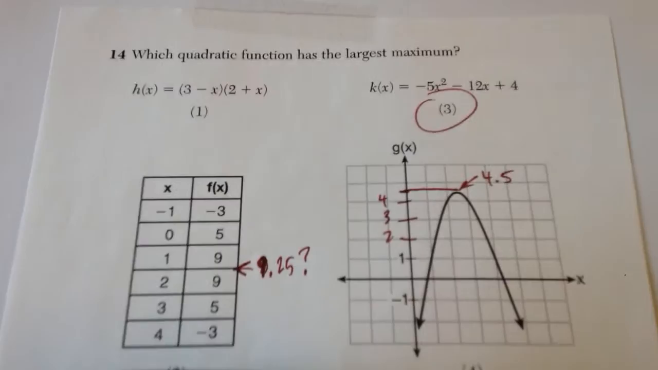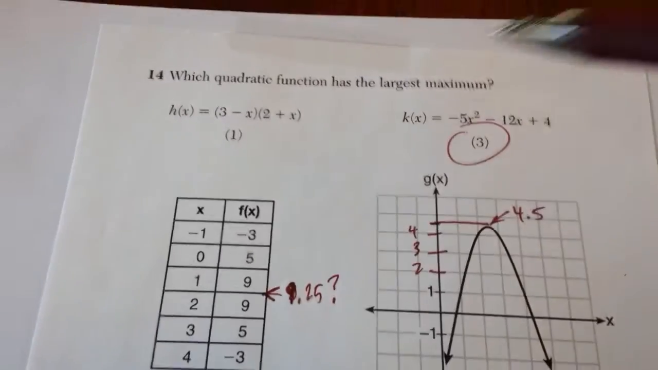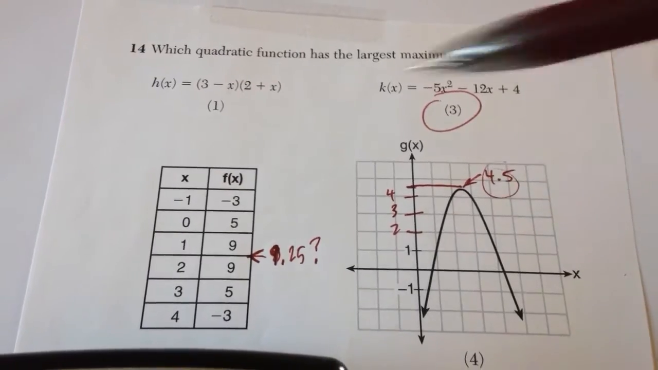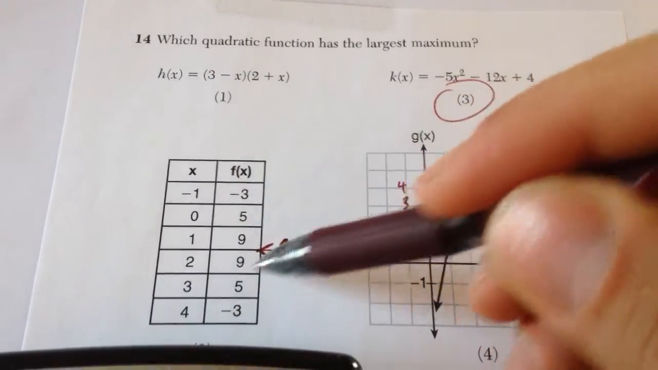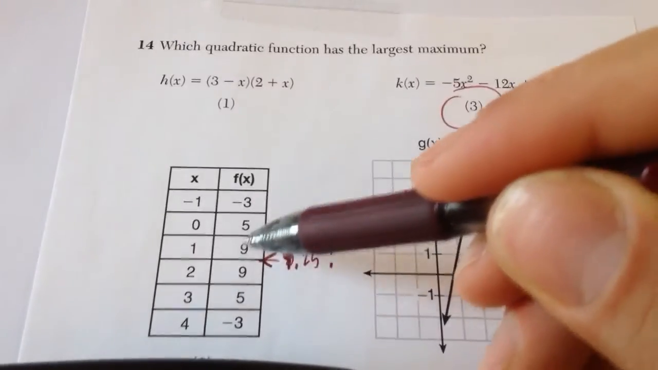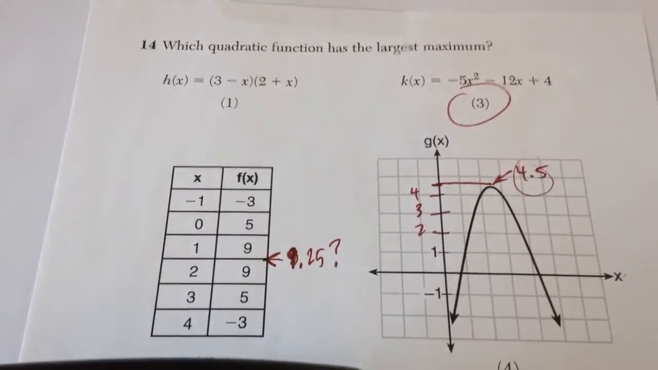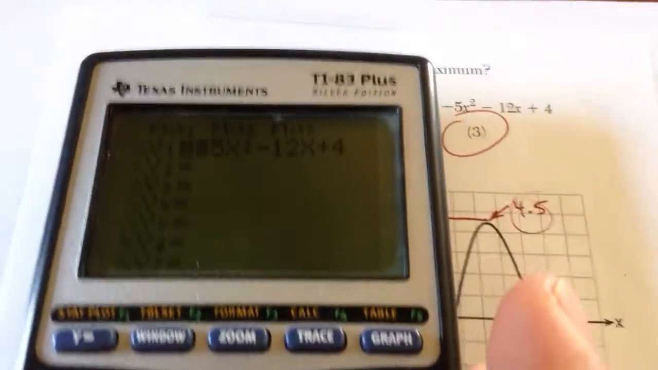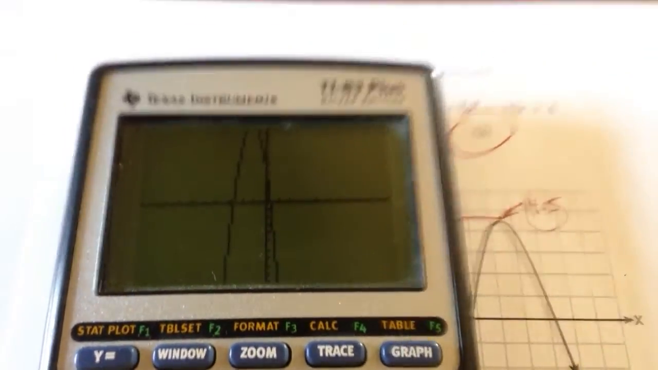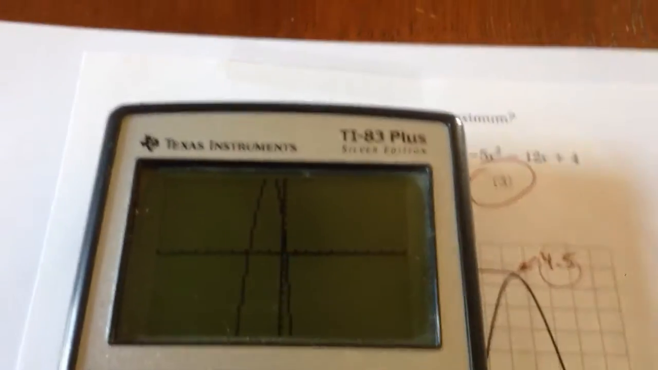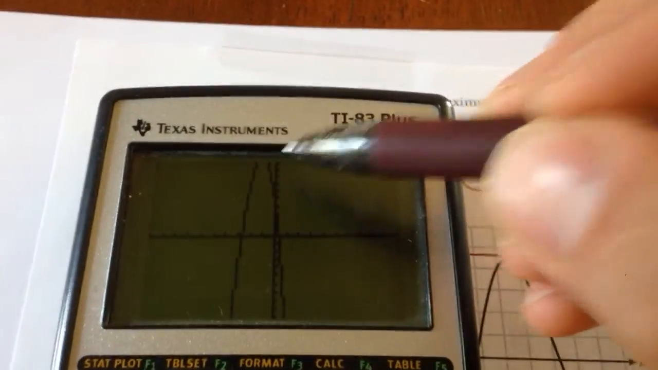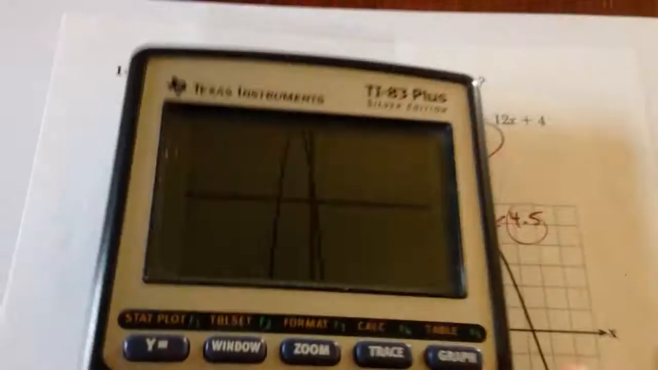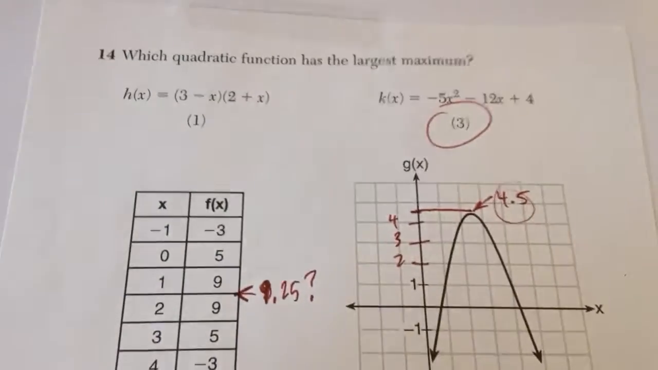For number 14, the answer is number 3. Which one has the largest maximum? This parabola's largest maximum is 4.5. This looks like in this table its largest maximum is like 9.25. There's going to be somewhere in between there, or you could just say 9. So jumping right into number 3, I put it into my calculator, I graphed it, and then I noticed that its maximum is well over 10. This graph was 4.5. This one is over 10, so it's got to be choice number 3.